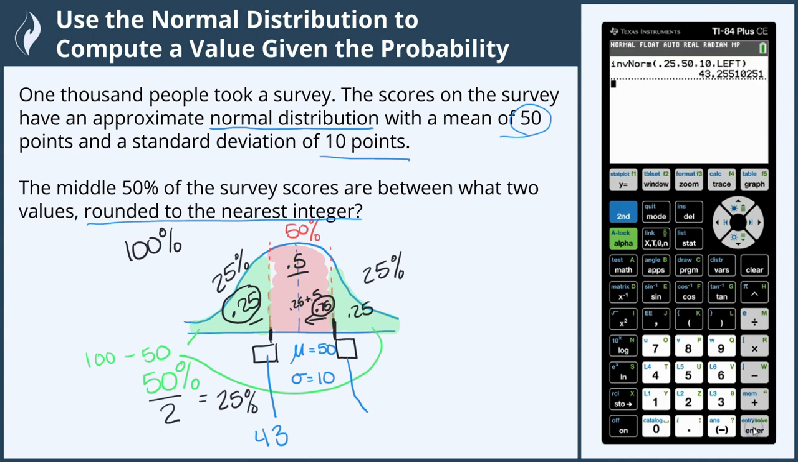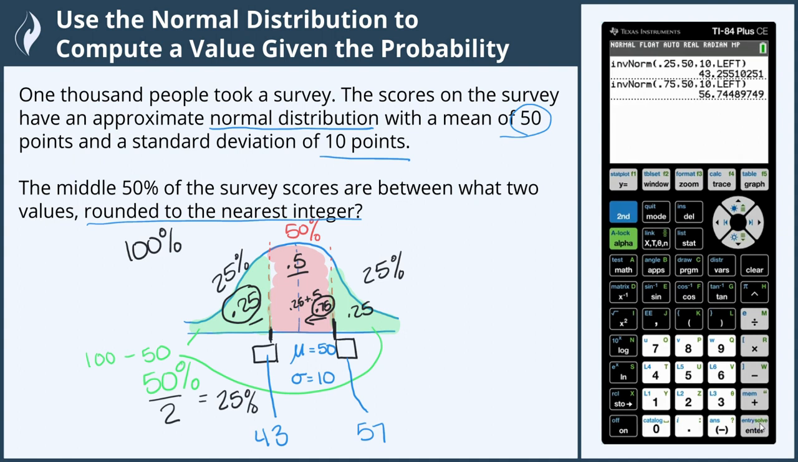Again, back to our calculator, and we're going to run the same inverse norm. So second distribution, or second vars for the distribution. We scroll down to number 3, or you can press 3, press enter. The area on this one is 0.75 because we added 0.5 and 0.25. The mu and the standard deviation are the exact same as the last one, and we keep it to the left and paste it back in our home screen, press enter to run it, and now we have our score for the one with the area of 0.75 to the left, and rounding this to the nearest integer, that's 57.